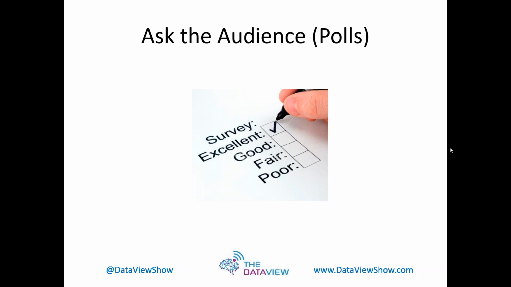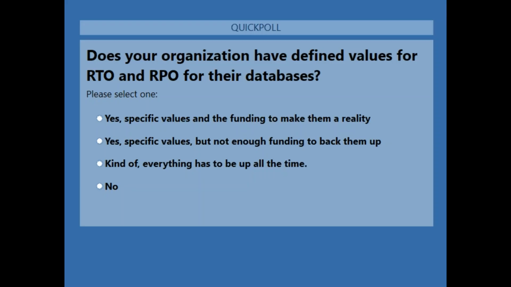Next polling question. Does your organization have defined values for RTO and RPO for their databases? And I'm going to let Ember explain what RTO and RPO are. RTO is the recovery time objective. It's if things go down, how much time does it take you to get a functioning database back up? And RPO is recovery point objective. If you have a failure like that, how much data do you lose?